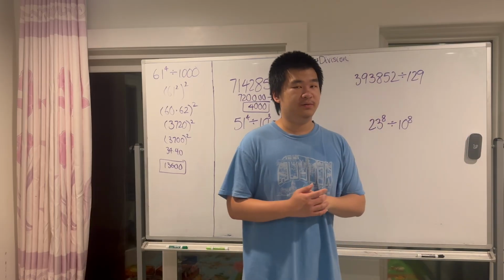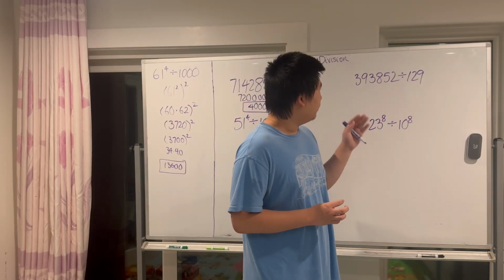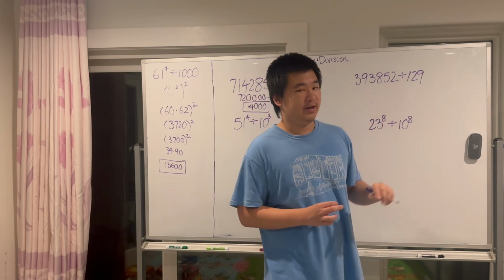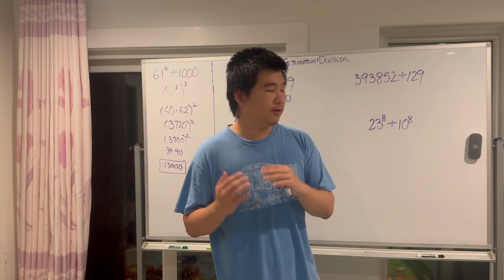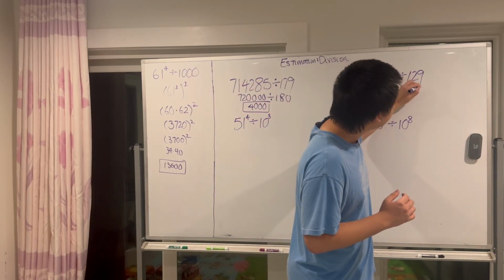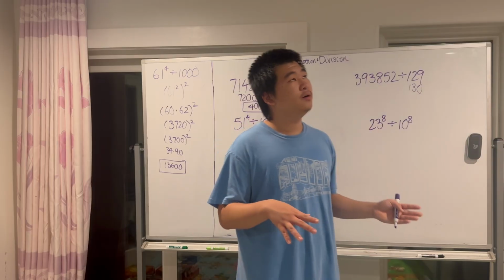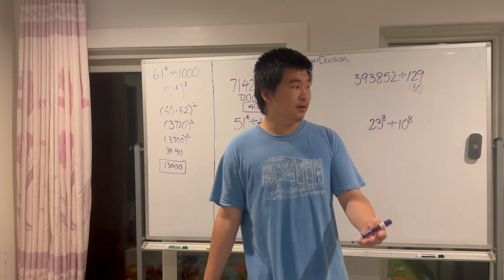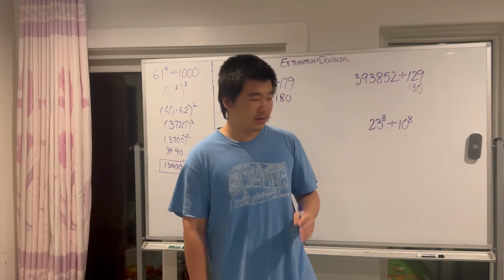393852 divided by 129. Okay, how can we do that? Well, let's look at 129 again. 129, that's not a nice number, so we can round it to 130. Now, what are some multiples of 130? What would make this nice? 130, 260, 390. This is really close to 390. It's less than 1% off, actually.